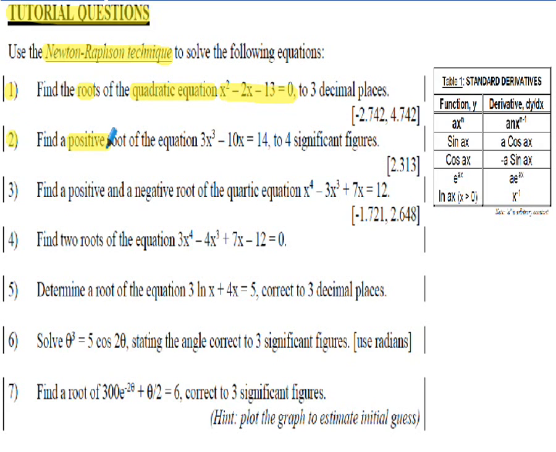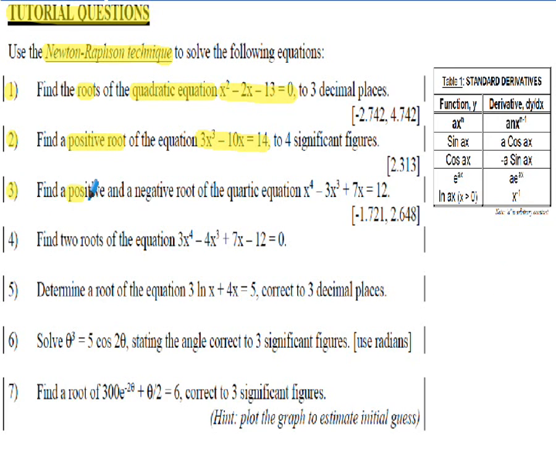Question 2, we're asked to find the positive root of the cubic equation 3x cubed minus 10x equals 14. Don't forget to rearrange the equation to get all the terms onto one side to begin the problem and then solve for the positive root. To provide you with an initial estimate of the root, you could sketch the curve or use the trial and error method. You're looking for the positive root there.